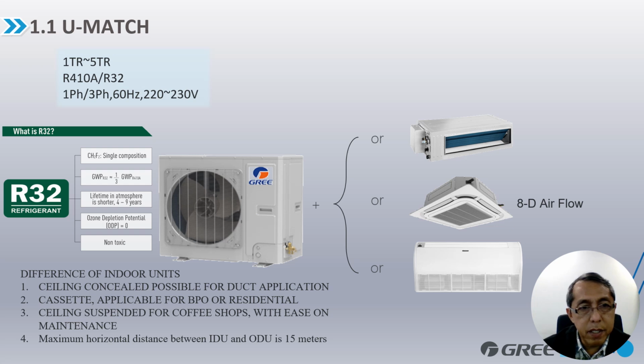Difference of indoor units. For ceiling concealed, it's possible for duct application but has a limitation on the length because of limited external static pressure. Cassette applicable for BPO or residential. Ceiling suspended applicable for coffee shop due to ease of maintenance. And maximum distance between indoor unit and outdoor unit is 15 meters.